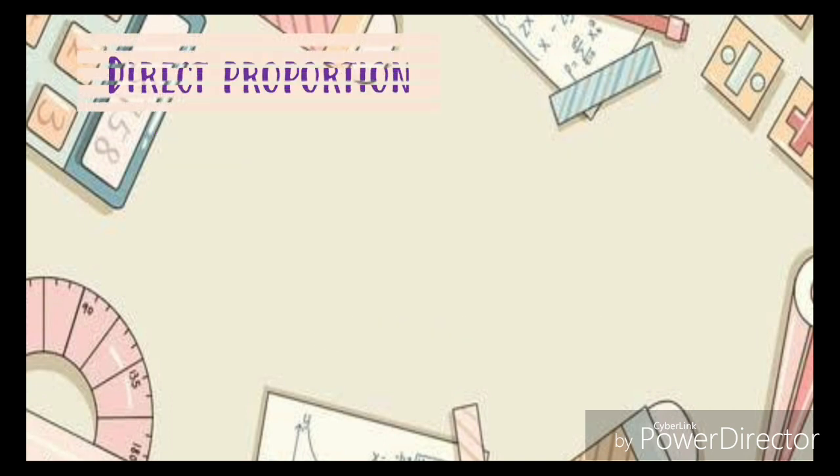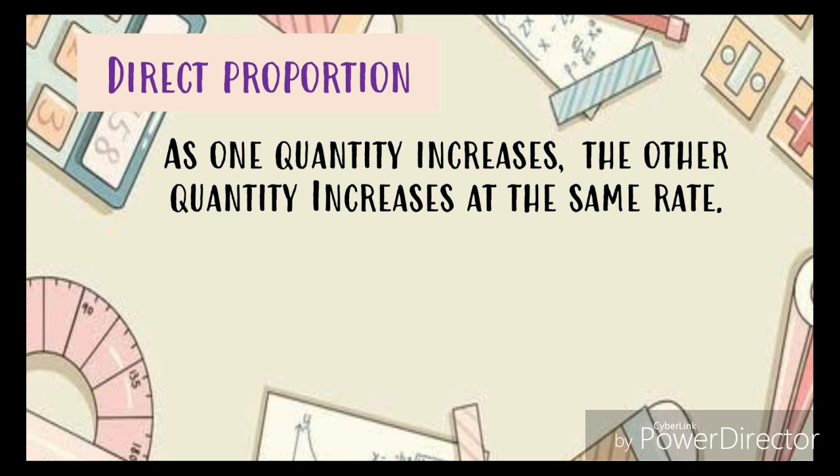So first, we have the direct proportion. As one quantity increases, the other quantity increases at the same rate. So kung yung unang quantity nyo ay tumaas, yung isang quantity nyo naman tataas din. So, kapag bumaba naman siya, bababa din yung isang quantity natin.